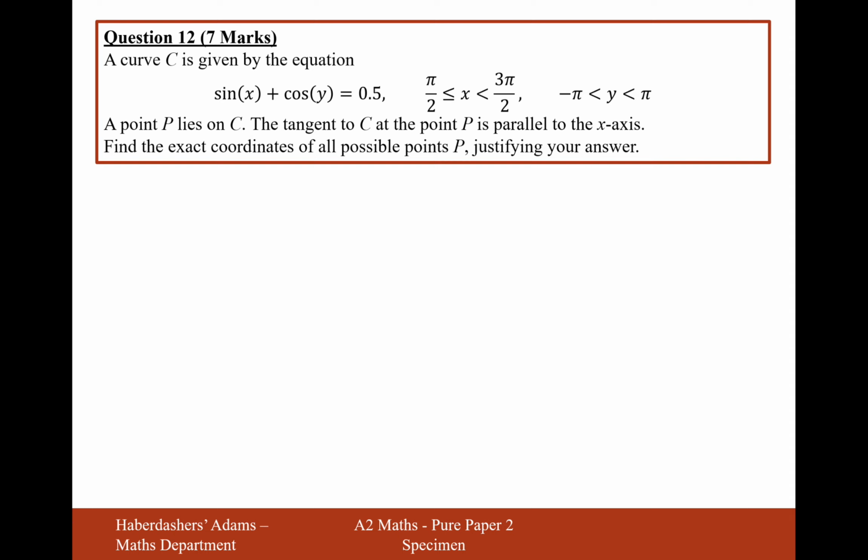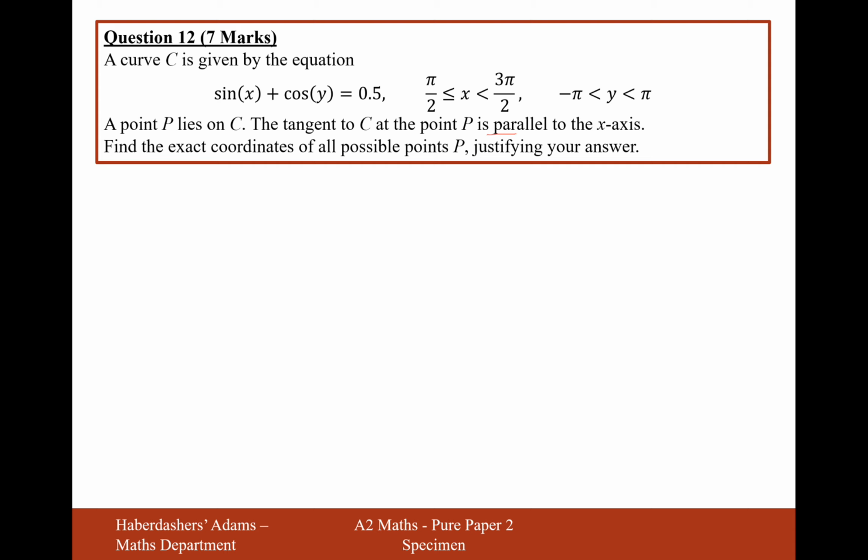Question 12, an implicit differentiation question. A curve C is given by the equation sin x plus cos y equals 0.5, where x is in between pi by 2 and 3 pi by 2, and y is in between minus pi and pi. A point P lies on C. A tangent to C at point P is parallel to the x-axis.